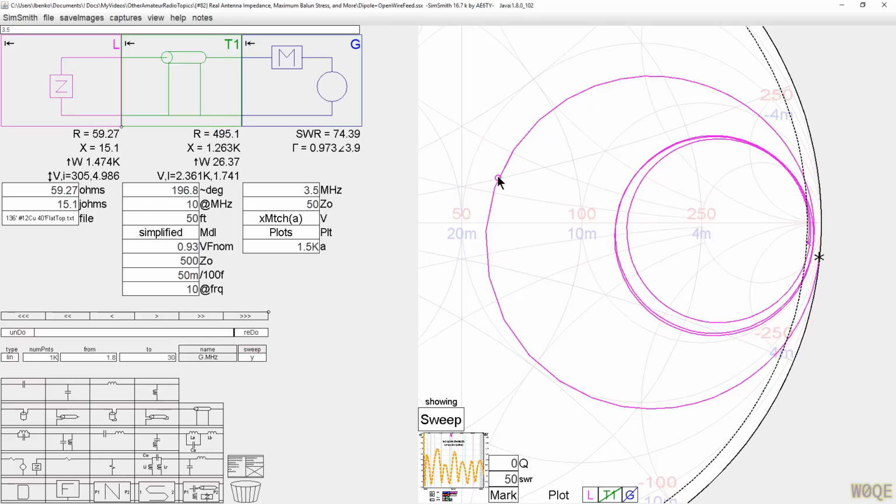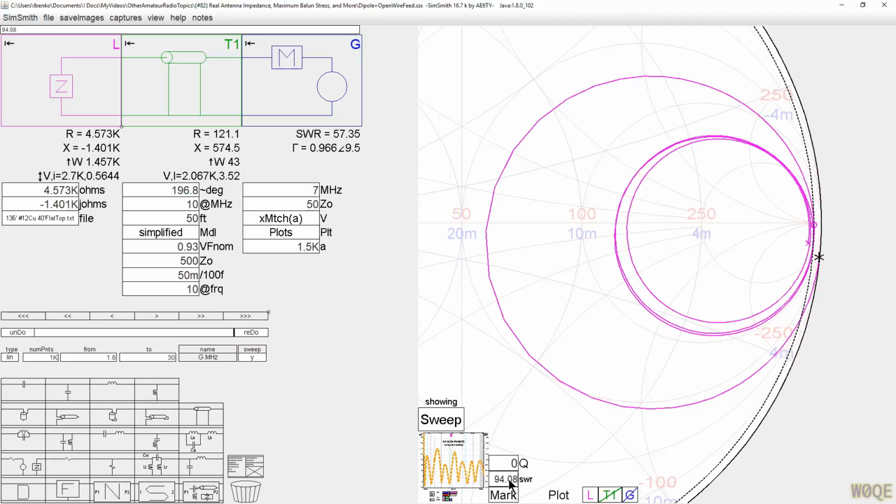At 3.5 megahertz, we'd have a nice impedance to match to. 4 is okay. Let's go to 7 megahertz. By the time we get to 7, we got a very high impedance here, and it's going to be somewhere in that range, 94 to 1 SWR. These impedances are impedances you would see on open wire line if you had an antenna that was this size.